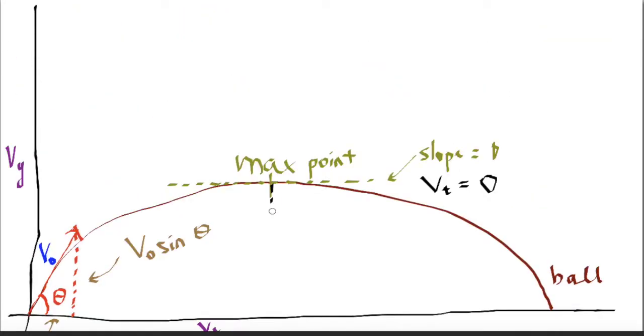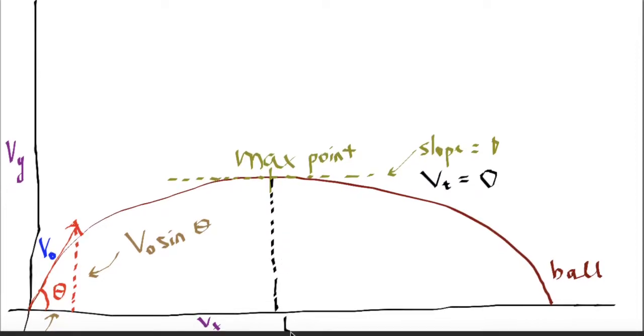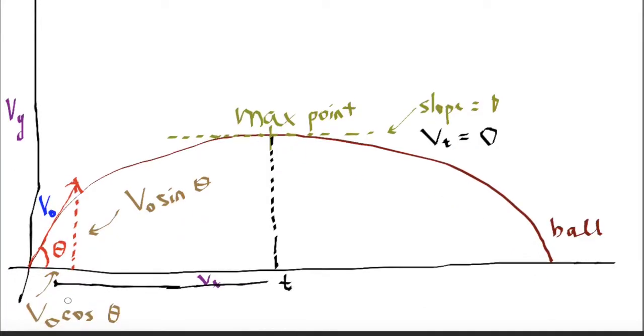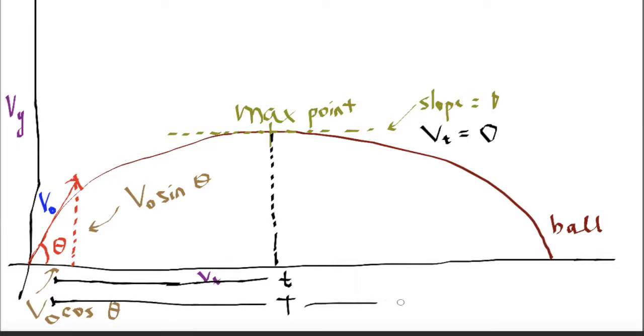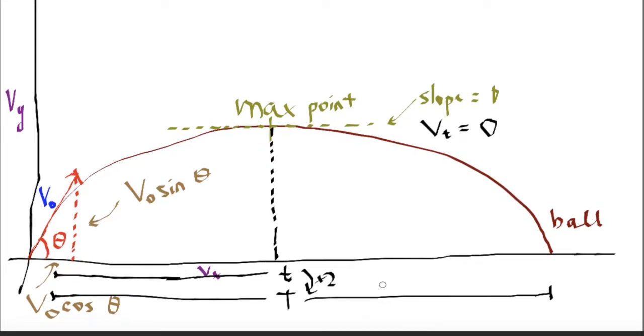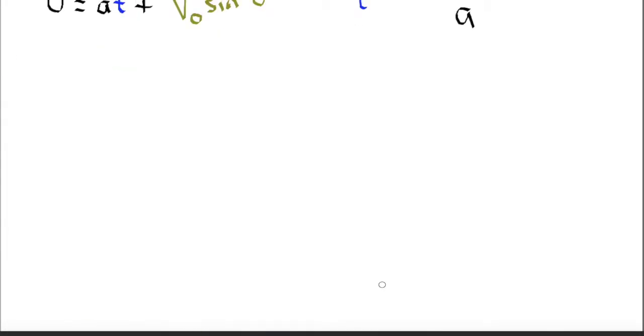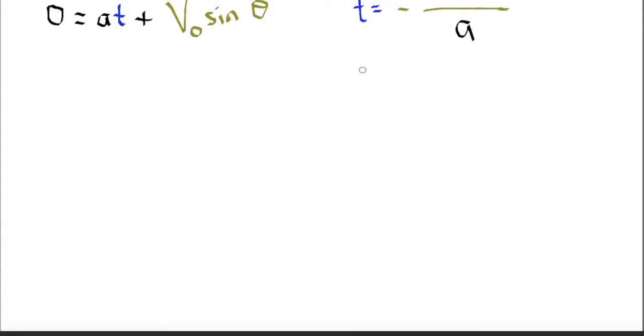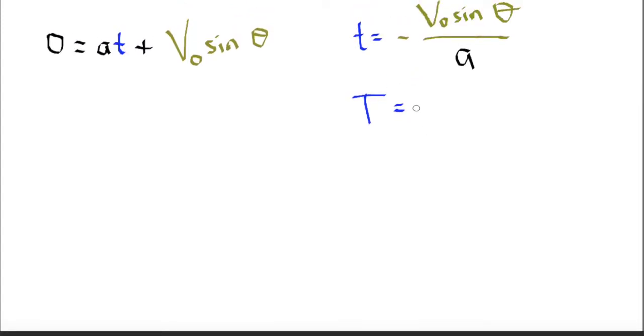Now, if we look up here, we know how long it's going to take for the ball to go halfway. But we want to know how long it's going to take for the ball to go from when it launches to when it lands. And this would be twice the time of the small t, as you can see here. And we'll call this new thing a big T, which is the time it will take for the ball to land again. So big T is equal to 2 times little t, which is equal to negative 2 v naught sine theta divided by a.